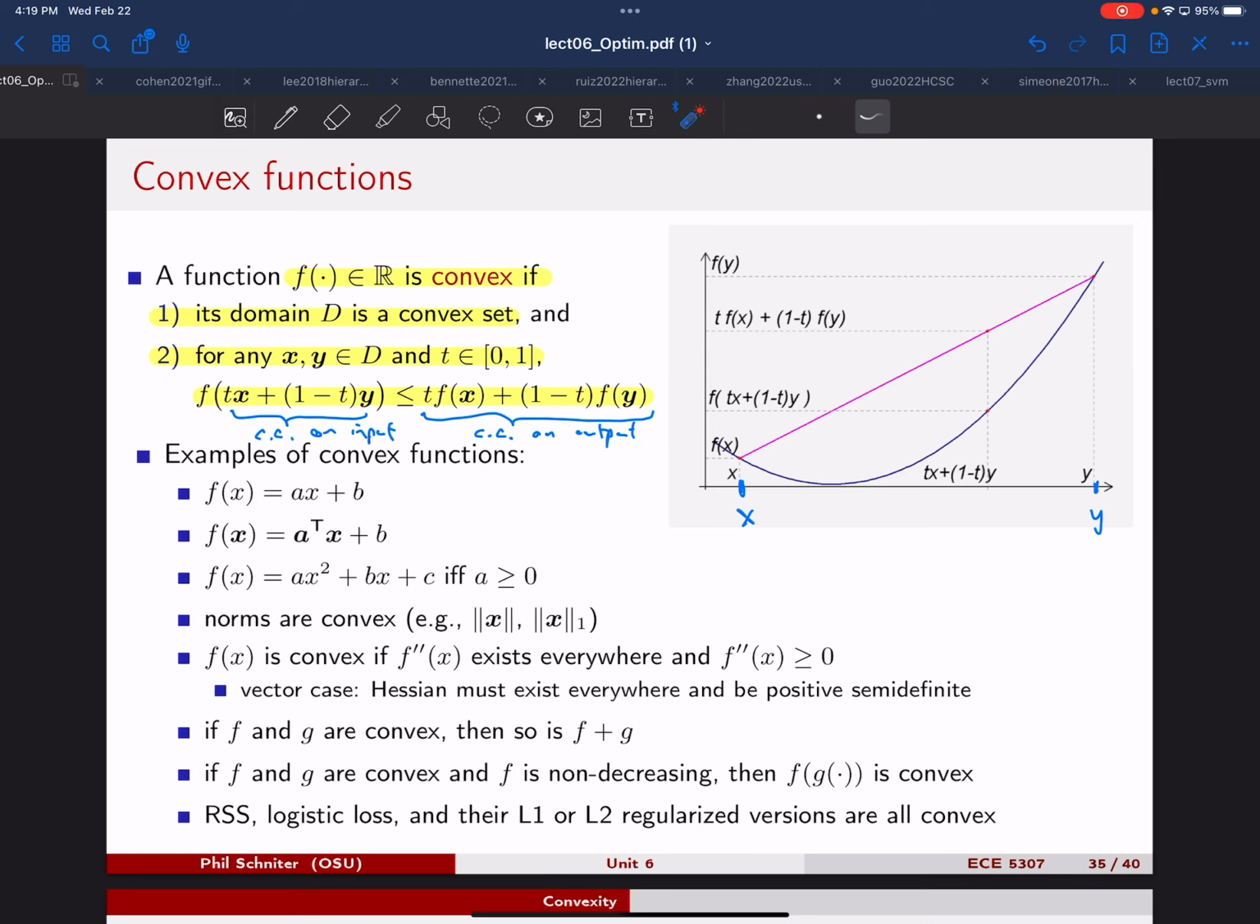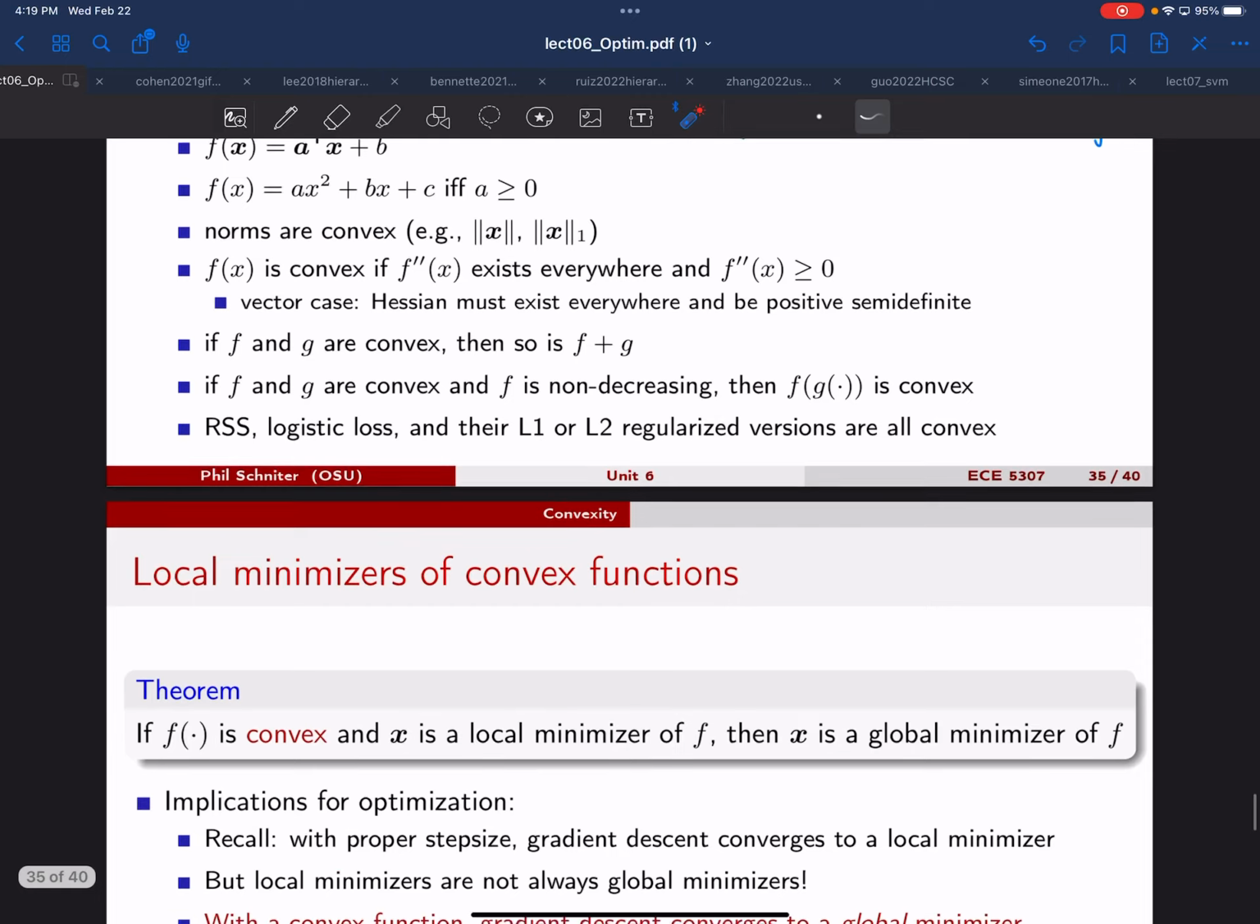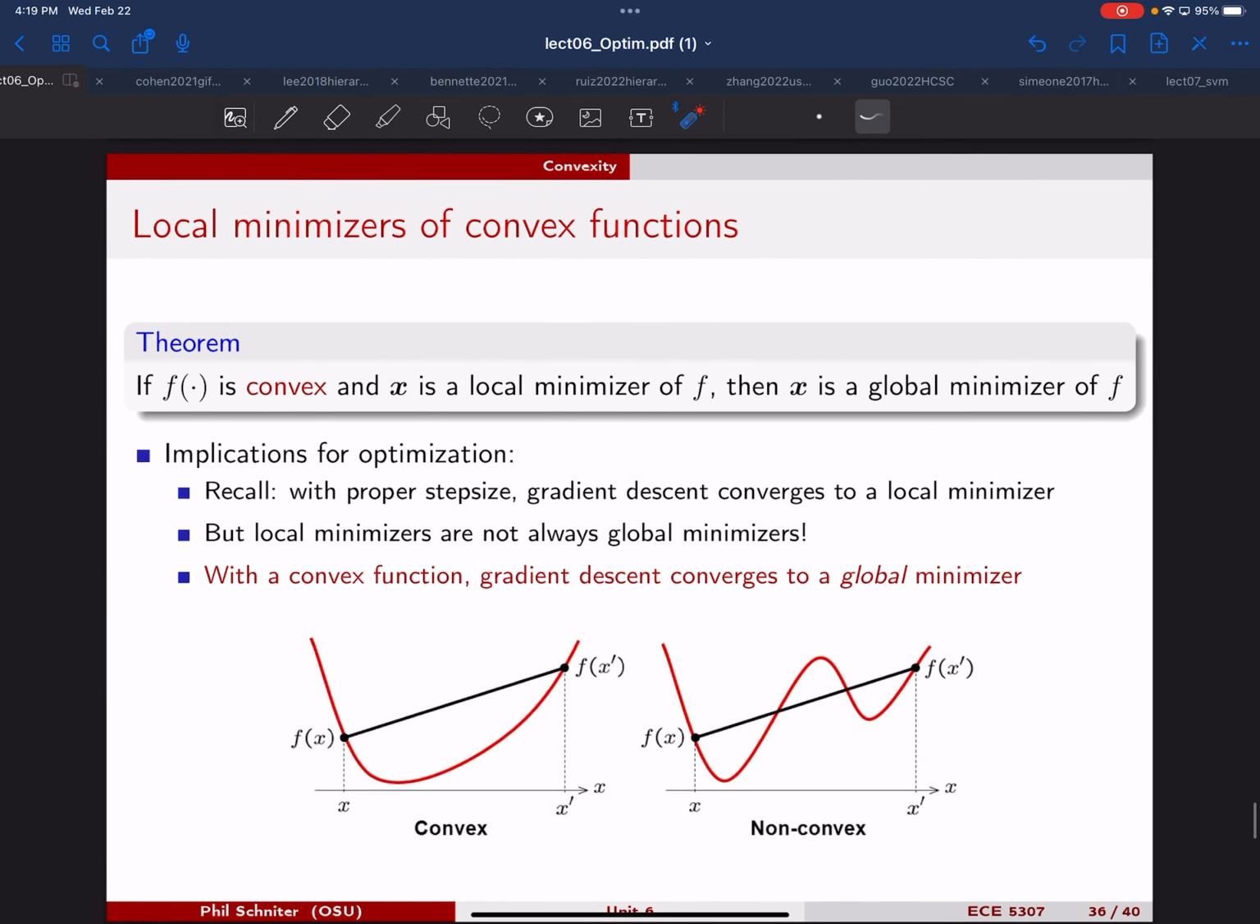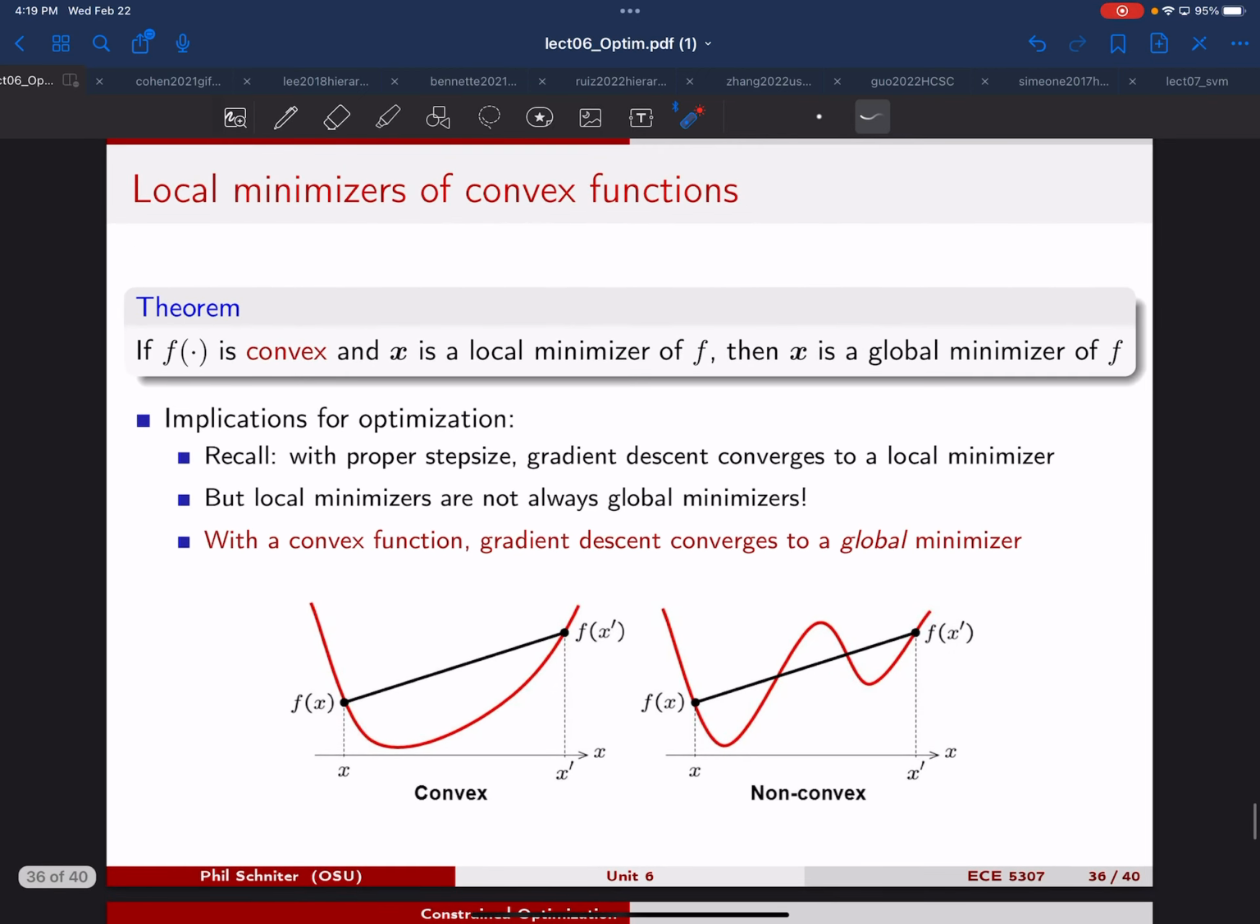Any questions on convex functions? We won't really be getting into a lot of details here, but I just wanted you to be aware of what they are because they are important to know when you have one or when you don't. And then we've sort of said this already, but if a function is convex and x is a local minimizer of that function, then x is actually a global minimizer of the function. So that's why we care about this.